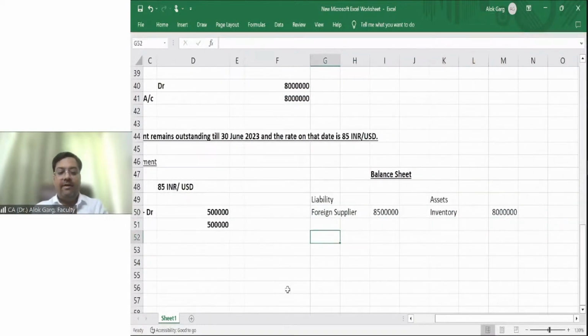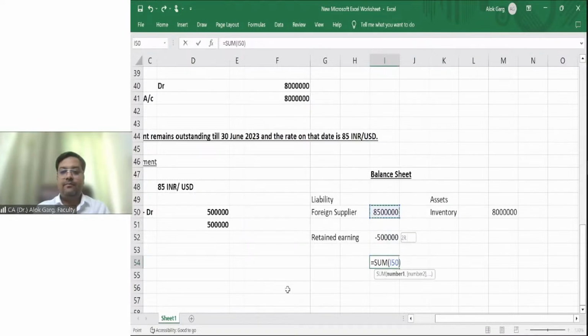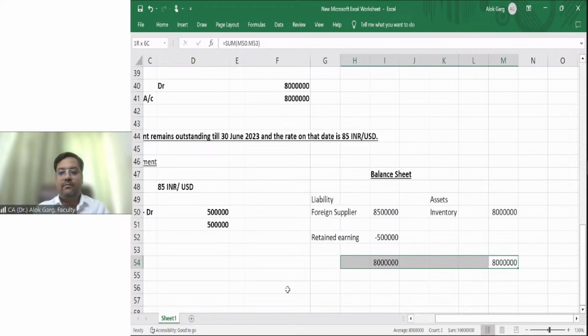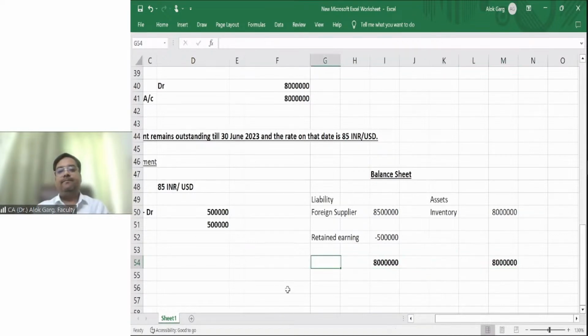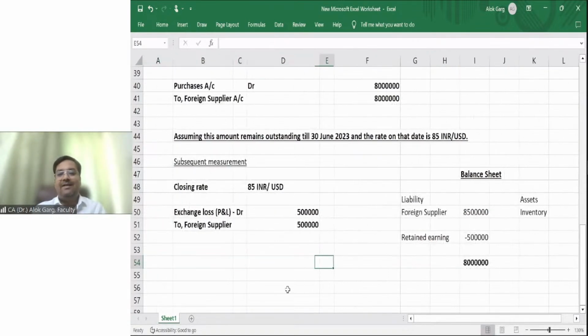And you have a retained earning. You have a retained earning because this is a loss. You have negative retained earning of 5 lakh, right? So your balance sheet will tally, 80 lakh, 80 lakh. Inventory being a non-monetary item is not going to be restated, and this trade payable being a monetary item has to be restated. I hope this is clear to all of you.